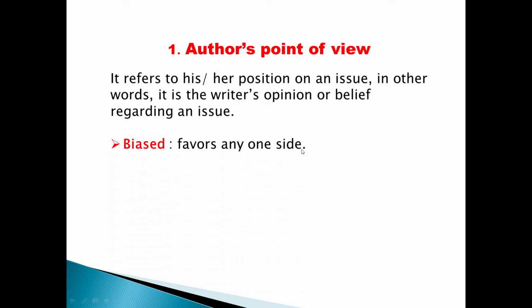Okay, now the writer's opinion can be of two different types. The point of view of a writer can be broadly classified into two different types. The first one is biased point of view. That means a point of view is biased when the author only shows one side of the topic or the subject. That means he excludes information on the opposite point of view.